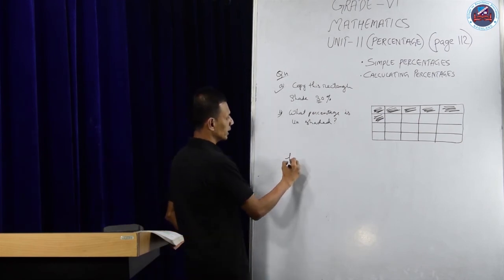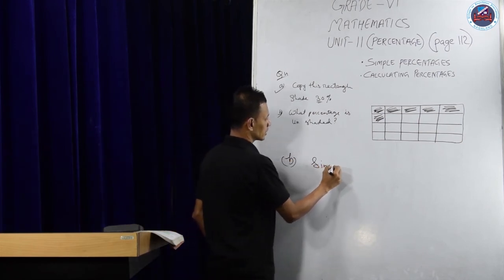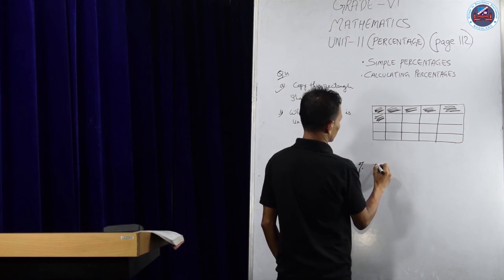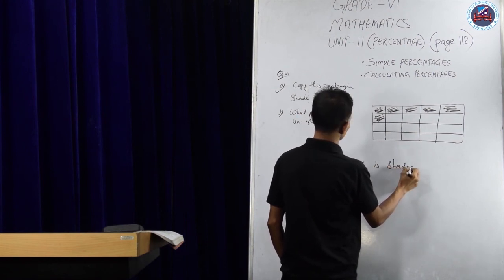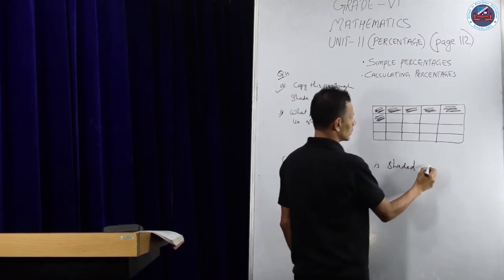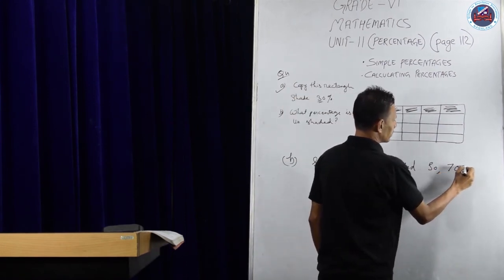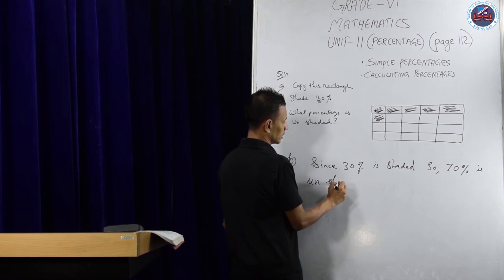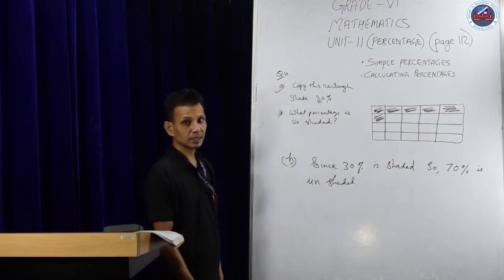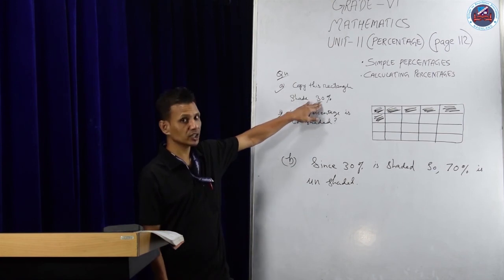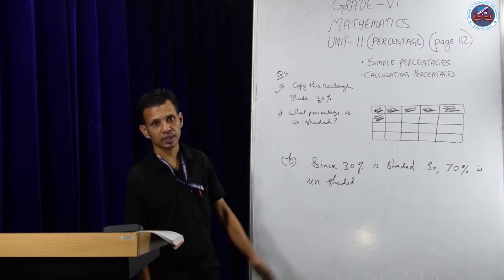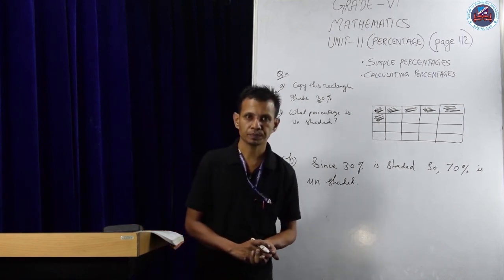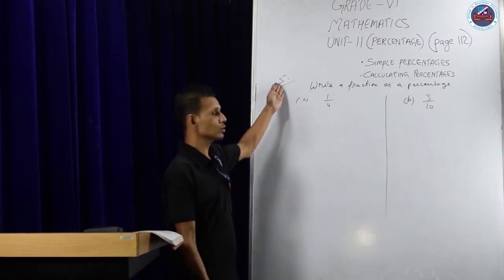Now, you can write B in this way. Since 30% is shaded, okay, so 70% is unshaded. Is it clear? Very easy to find. When 30% is shaded, that means automatically 70% is unshaded. Okay? Now let's go to the next question, that is 5.